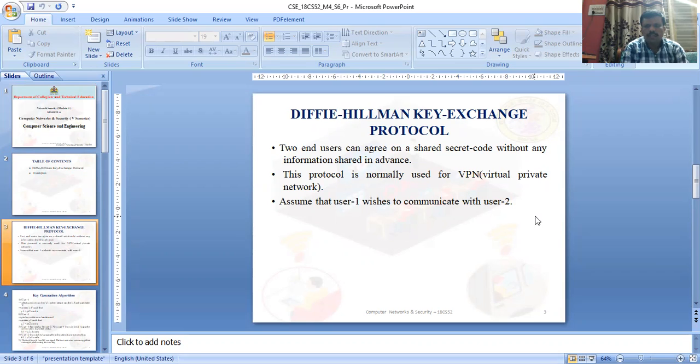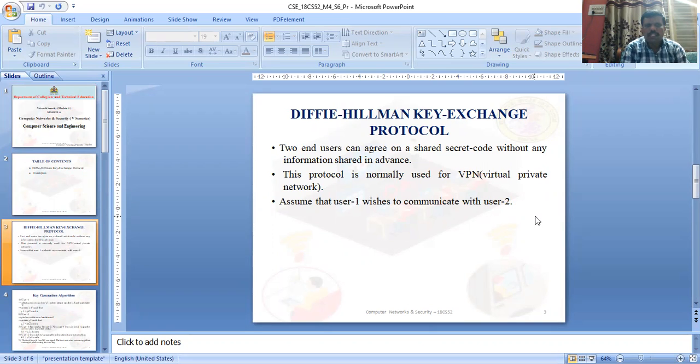It is a popular asymmetric key exchange protocol, or algorithm, invented by two scientists, Diffie and Hellman. This protocol is normally used for virtual private networks. In virtual private networks, one site is located in one location and another site is located in another location. The question is how to securely exchange keys, without information shared in advance, between the computers at one location and the computers at the other.